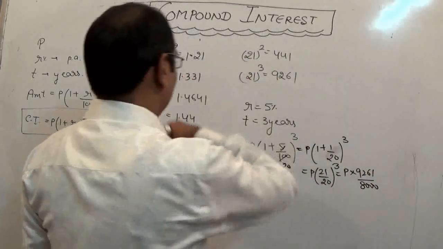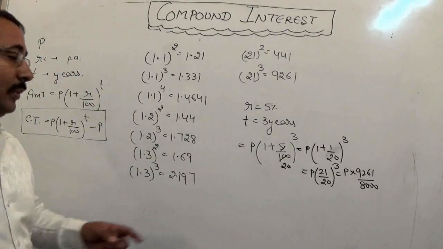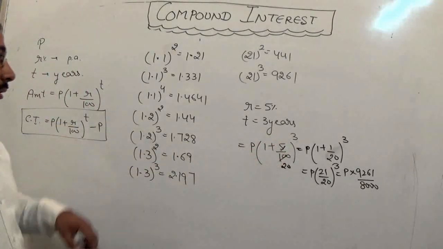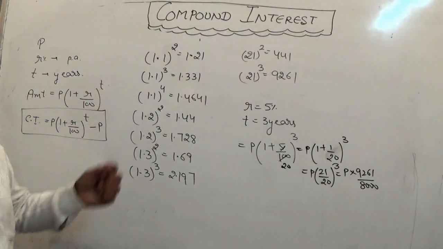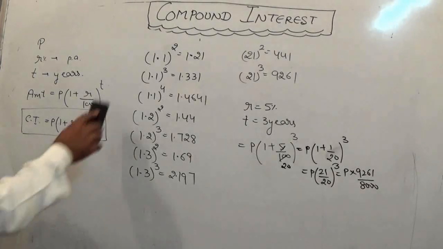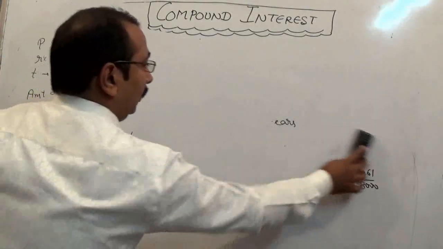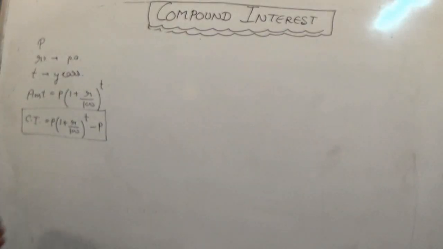So all these points are used when the rate of interest is 10%: you make it 1 plus 10 by 100, that is 1.1. If the time is 2 years, you make the square, for 3 years we make the cube, for 4 years we make the power 4, and this process goes on. To remember these calculations, now I am going to start with the different types of problems.